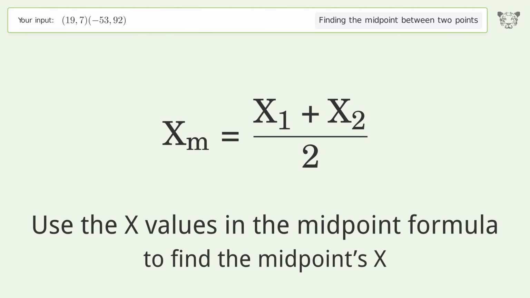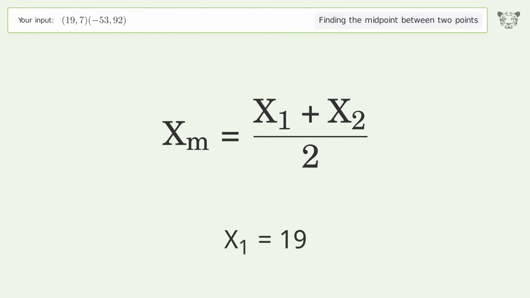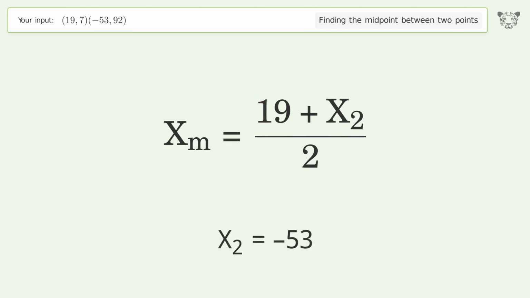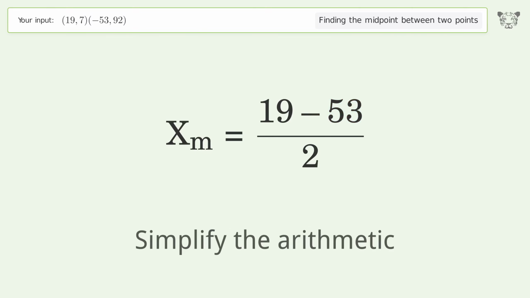Use the x values in the midpoint formula to find the midpoint's x. x1 equals 19. x2 equals negative 53. Simplify the arithmetic.